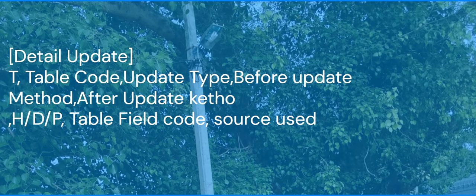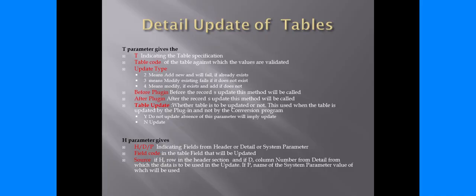This section specifies the table update to be performed. There can be one or more tables that can be updated. Each table to be updated will start with AT parameter followed by one or more HDP parameters. Table code to be updated. Type of update. 2 means add a new row. If it already exists, it will be an error condition. 3 means update, row should exist. If it does not, it will be an error condition. 4 means it may or may not exist.